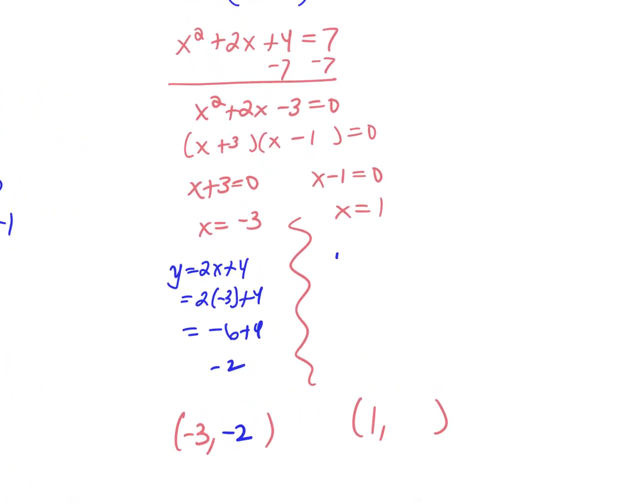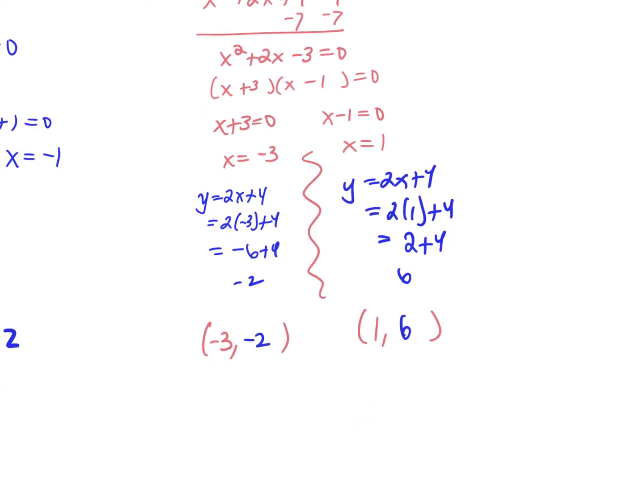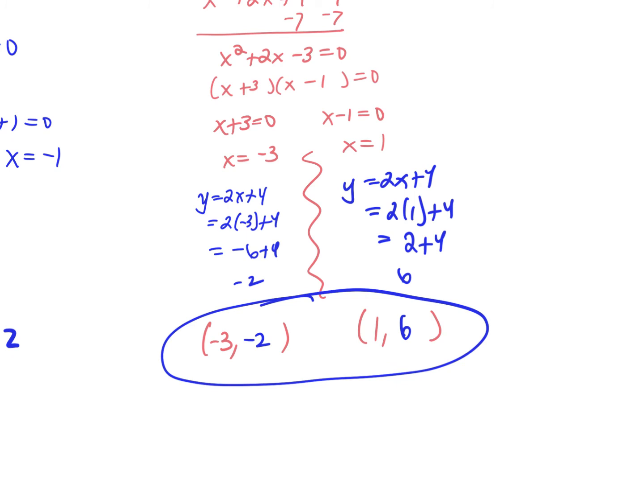I'm going to use that same equation, y equals 2x plus 4. I get 2 times 1 plus 4. What's 2 times 1? 2. Plus 4 is? 8. Oh, plus, not times. There you go. So these two equations, if I graph them, would cross at 2 points. They cross at negative 3, negative 2, and they would cross at 1, 8.